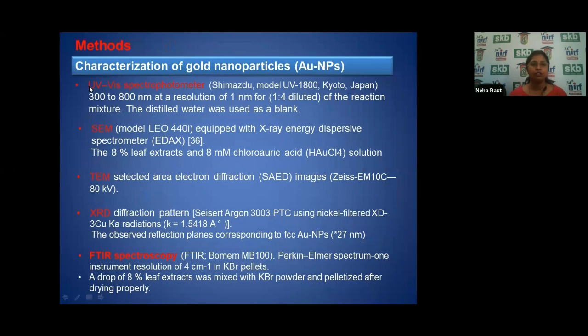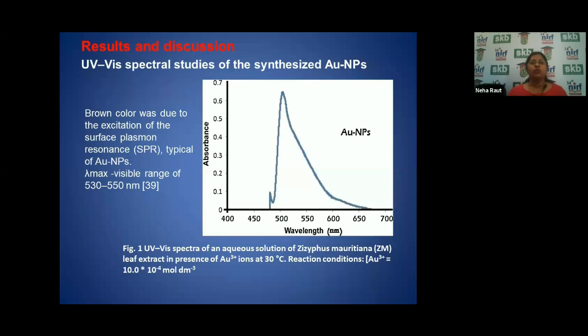The one is the physical observation, that before UV, as I said, the change in the color in the reaction mixture is the one identification mark for formation of gold nanoparticle. So in the case of result and discussion, this is the UV visible spectral studies of synthesized gold nanoparticle, which is carried out at 30 degrees Celsius. In this case, the change in color from colorless to red indicates the first indication of formation of gold nanoparticle.